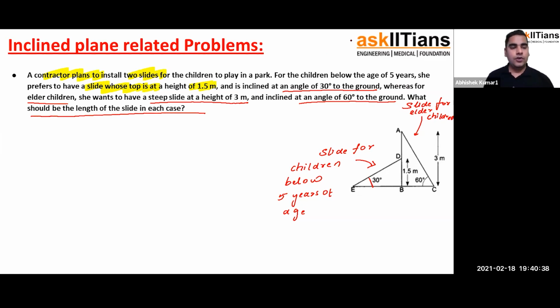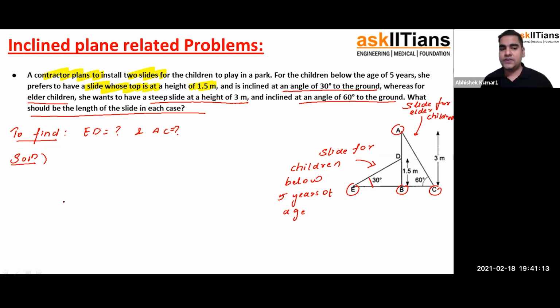So basically, what do we have to find? We have to find ED and we have to find AC, because ED is representing the slide for the children whose age is less than 5 years, and AC is representing the slide which is meant for elder children. So let's see how we can do it. We have 2 right triangles here. One right triangle is DEB, the other right triangle is ACB. We are going to consider both the triangles one by one to get our answer.